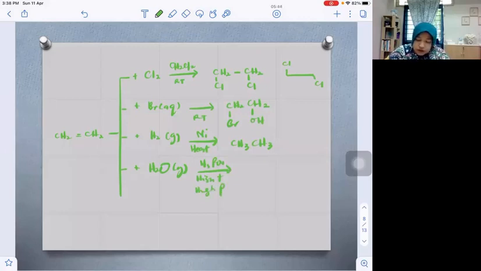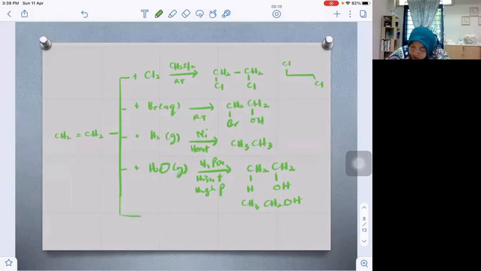Okay, so we will have a CH2, then we have an H attached here, OH at the other side. Or it is actually the same as CH3CH2OH. From ethene, now it turns to ethanol. And then the next reaction is the hydrohalogenation reaction.